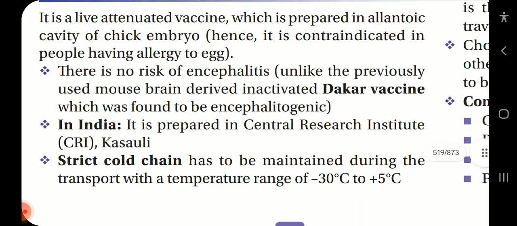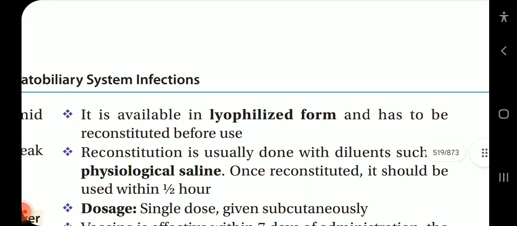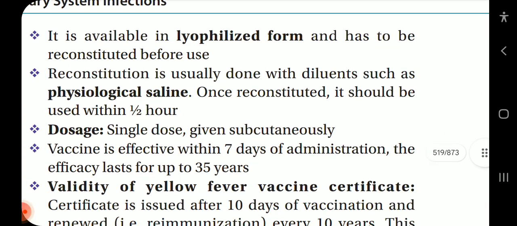There is no risk of encephalitis, unlike the previously used mouse brain derived inactivated Dakar vaccine which was found to be encephalitogenic. In India, it is prepared in Central Research Institute, CRI Kasauli. Strict cold chain has to be maintained during the transport, with a temperature range of -30 to +5 degrees Celsius. It is available in lyophilized form and has to be reconstituted before use.